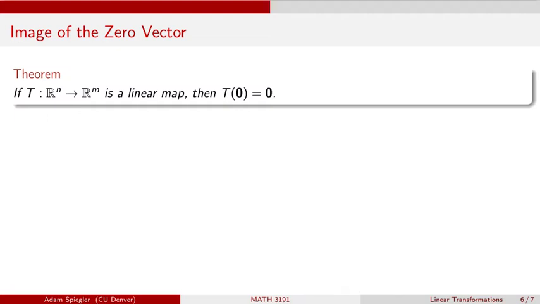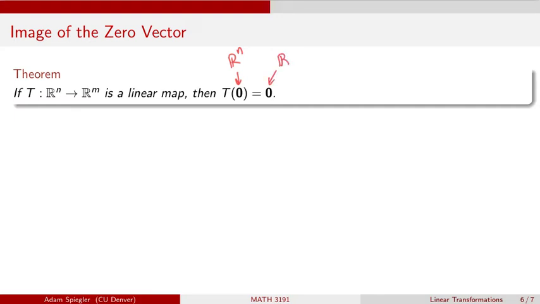Okay, now let's take a look at a theorem relating to linear transformations. So let's consider transformation T mapping from Rn into Rm is a linear map. Then it's going to follow that when I apply this transformation to the zero vector, and keep in mind here we may actually have two different zero vectors. So this one sits in the domain, which is Rn. So that is a vector with n zeros. And we're mapping to Rm.